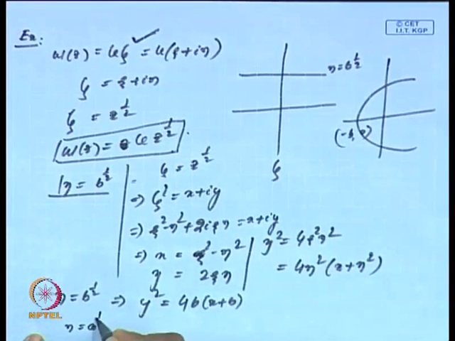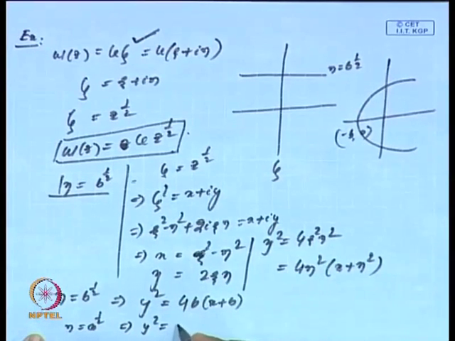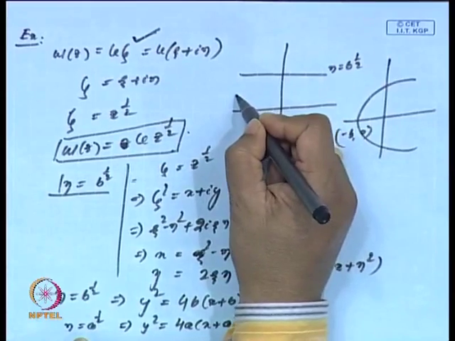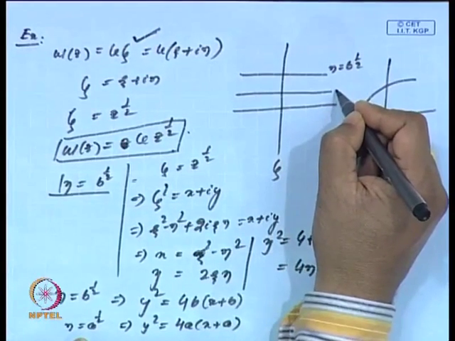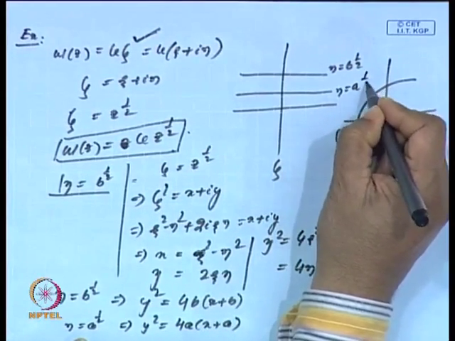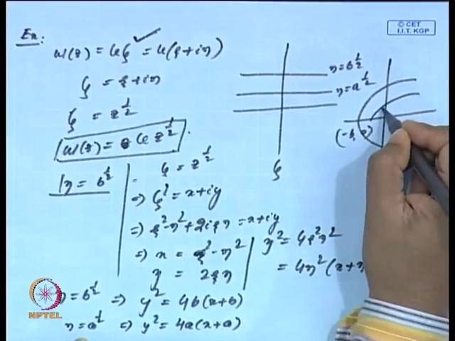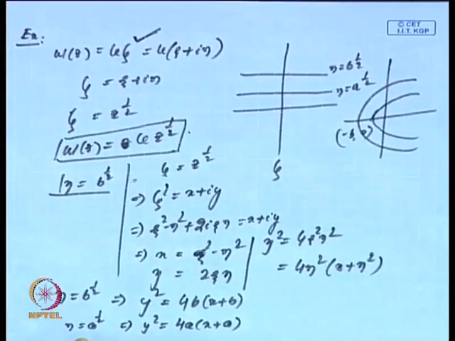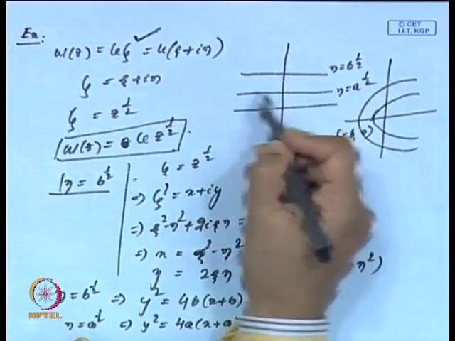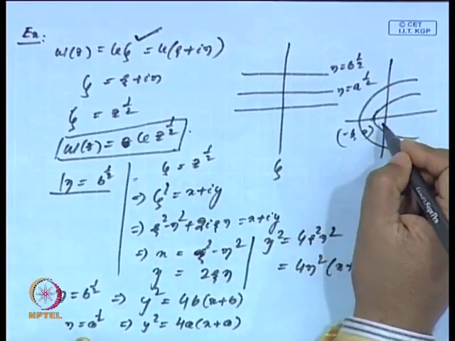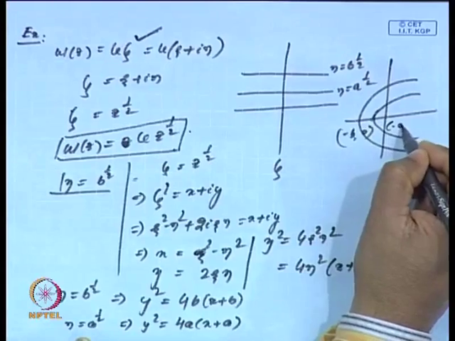Similarly, if I look at another thing, suppose I say eta is equal to a to the power half, then it is obvious from here that y square will be 4 a into x plus a. So, if I take another line here, eta is equal to a to the power half, then here also there will be a parabola. So that means the flow along this will be the same as the flow between these two parabolas, and we call it a paraboloid.